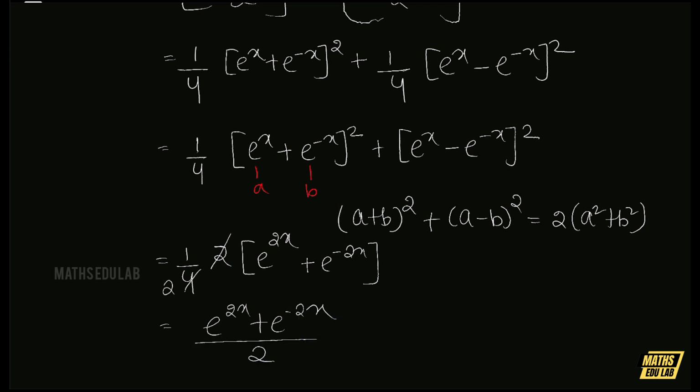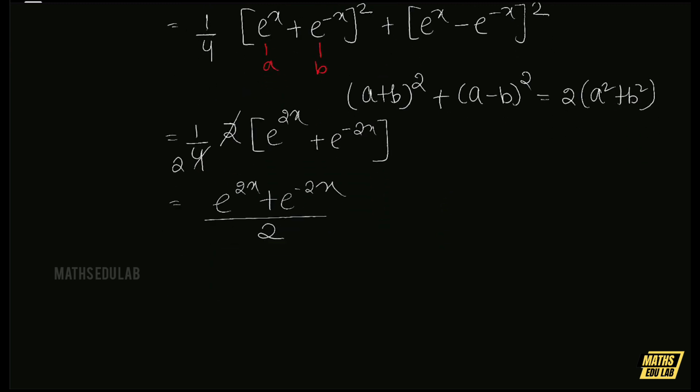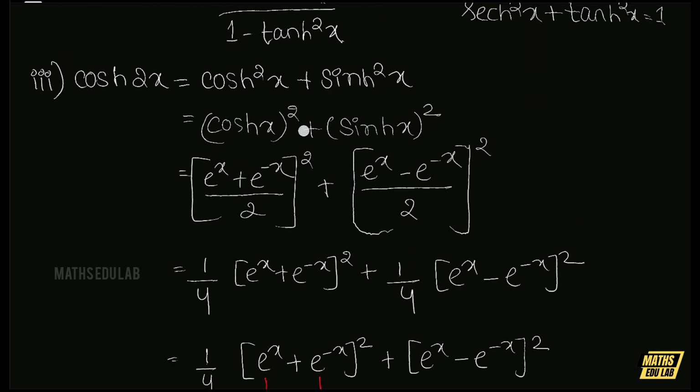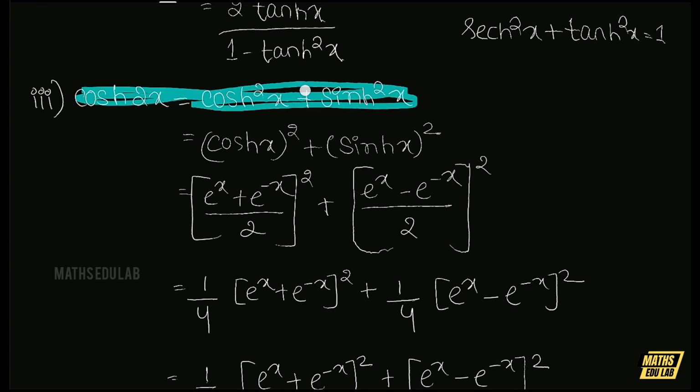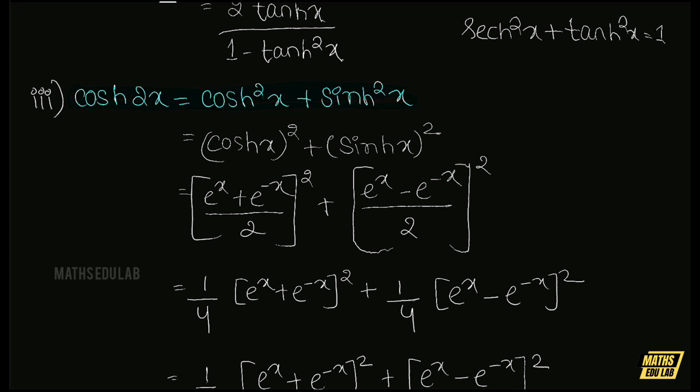So this is in the form of the cosh x formula, only in the place of x it is replaced by 2x. So I can write it as cosh 2x. So this is the value we got and we have solved this one. So cosh 2x is equal to cosh square x plus sinh square x.